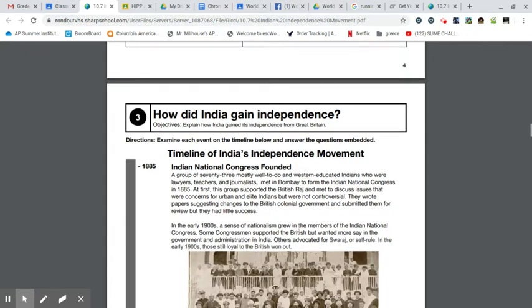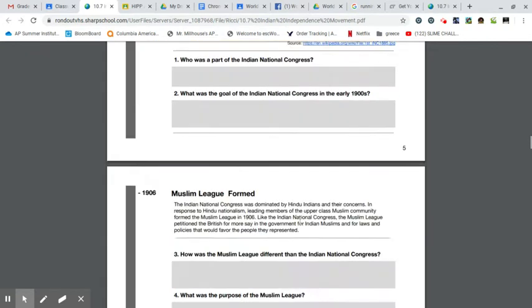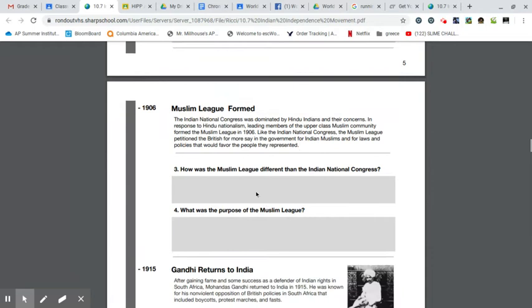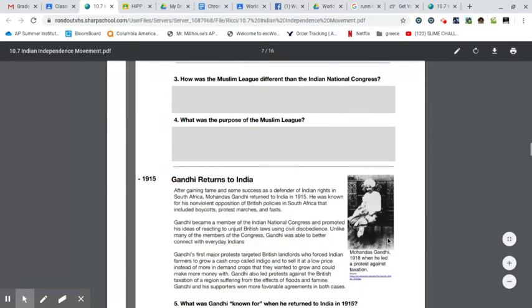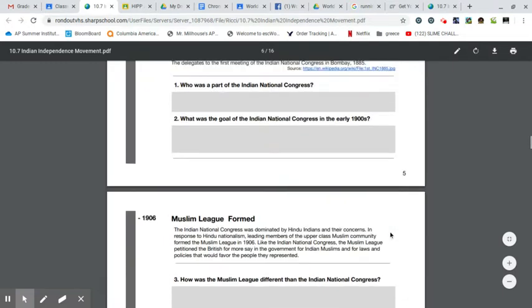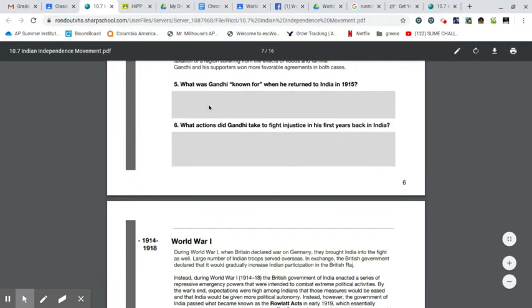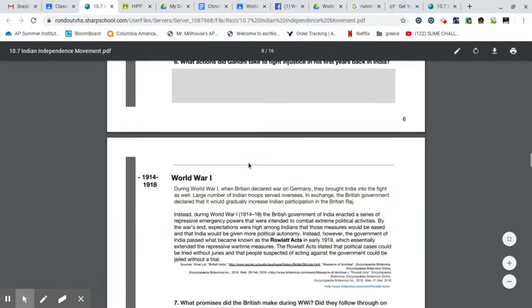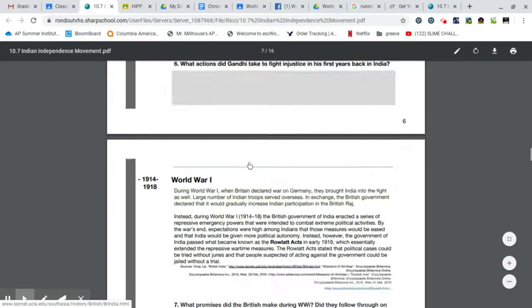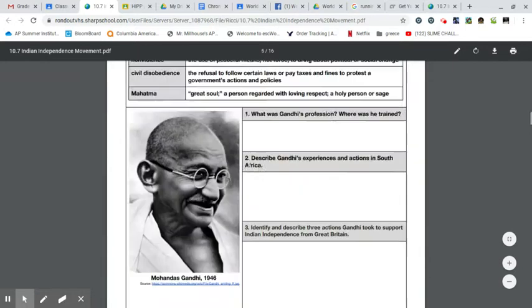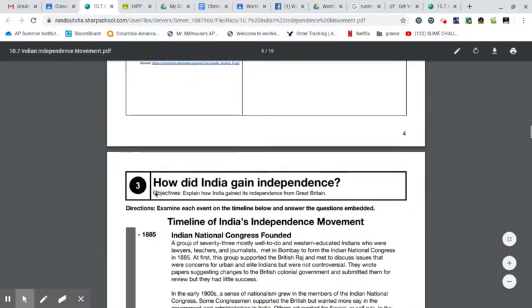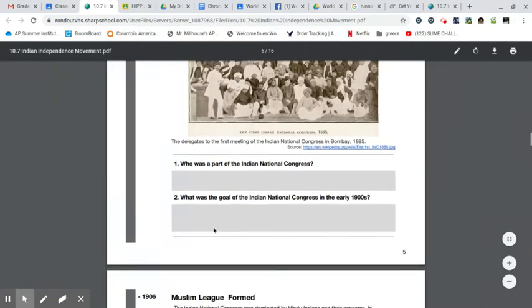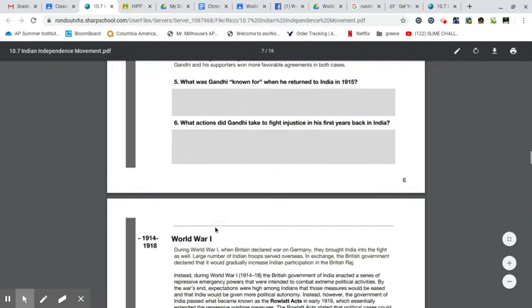Again, a little reading, timeline, pretty simple stuff. And you can just write this down on paper unless you know how to make a copy and type it in. If you do, that's fine. If not, just writing down the answers, just label each, divide it into parts. Like this is part 3. So you'd have part 3, number 1, number 2, 3, 4, 5, 6.